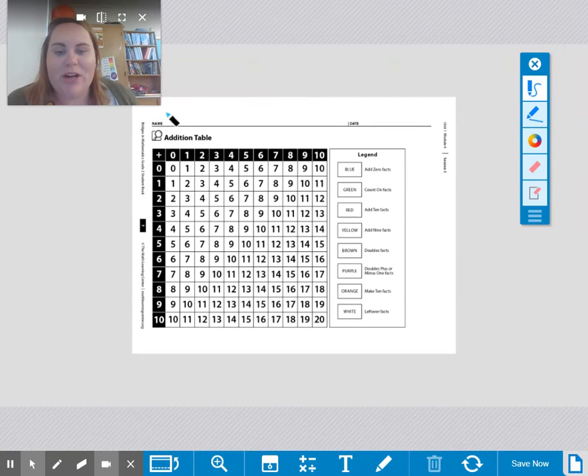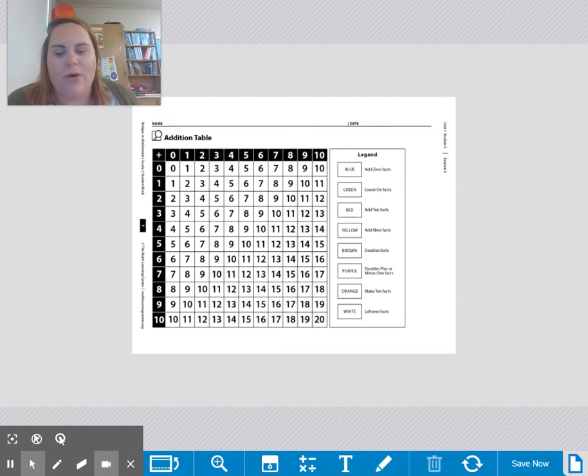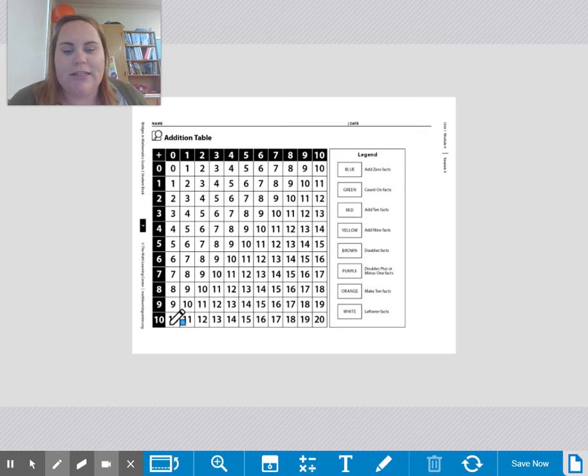Hey everybody, so we're going to get started filling out our addition table, which is going to be really cool. An addition table is going to help us understand our addition facts. We are becoming such experts at addition. So I am going to color in a blue area of my chart. Usually we would use a highlighter at school if we were doing this on a piece of paper, but I'm just going to use my colors and try my best.